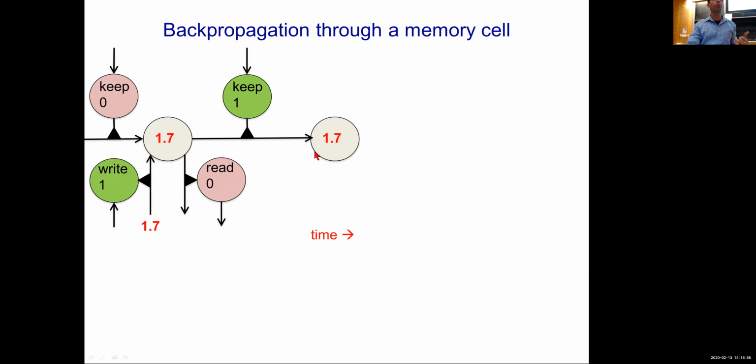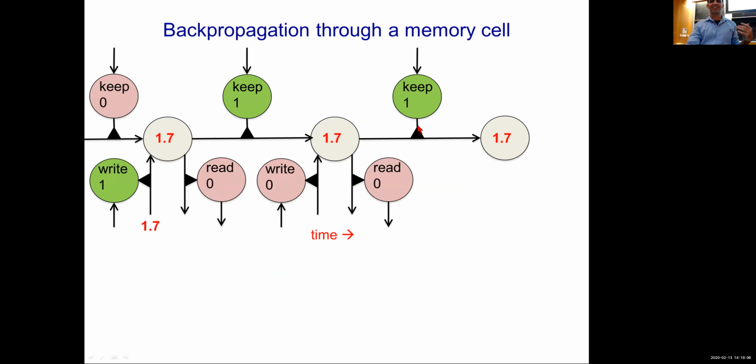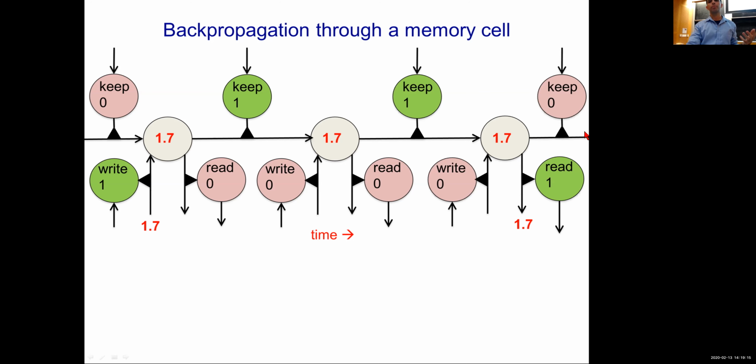I'm remembering doggy 100%. Dog is not decaying. Doggy is 100% remembered at every single time point, okay? I'm not writing anything, I'm just keeping doggy with me. And then I can decide to read doggy, and then keep goes to 0, right? As long as keep is 1, there's no decay in my memory. So I can remember things forever.